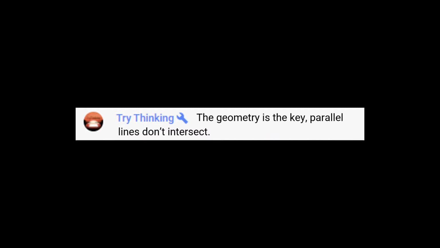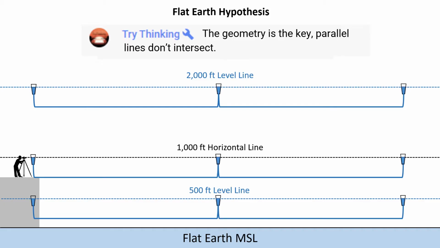Now here is another key point that Bev makes that I agree with. The geometry is the key. Parallel lines don't intersect. So here's an example on a flat Earth. I drew a level line both above and below the 1,000-foot horizontal line. Now both of these level lines would appear to converge towards the horizontal line due to perspective, but as Bev says, parallel lines don't intersect. So we would never see this 2,000-foot level line intersect and cross below the 1,000-foot horizontal line.